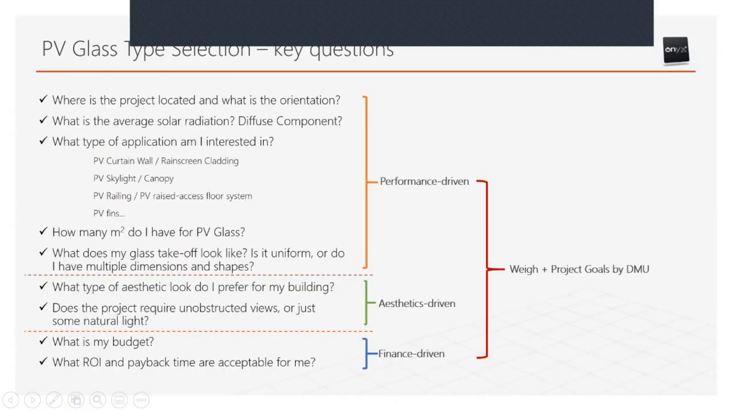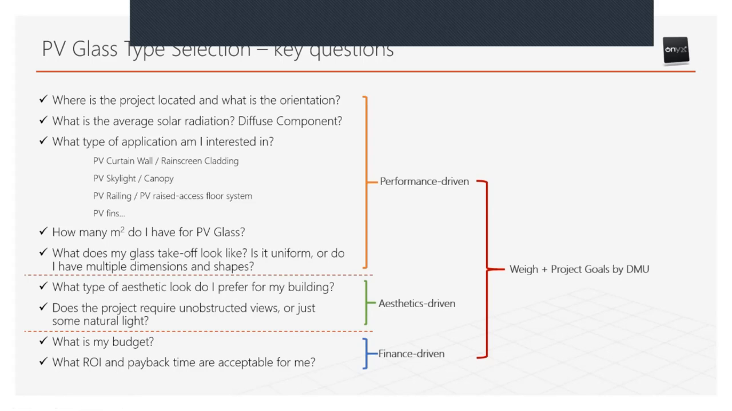So, to select a PV glass, what should you consider? Well, there are three basic fields in decision making: performance, aesthetics, and finance. Depending on the weight of each of these fields within the project, our technical team will advise you which solutions are more appropriate to implement in your project.